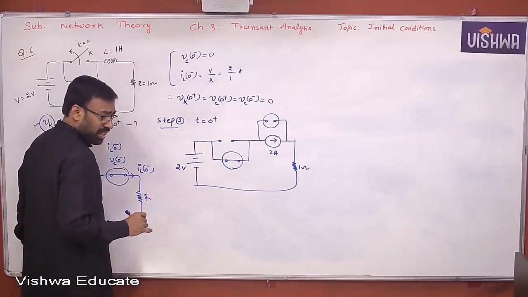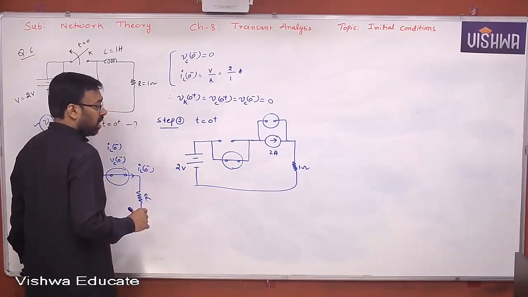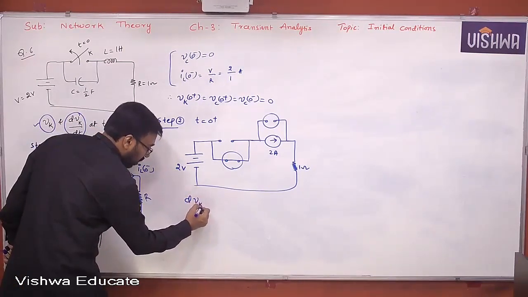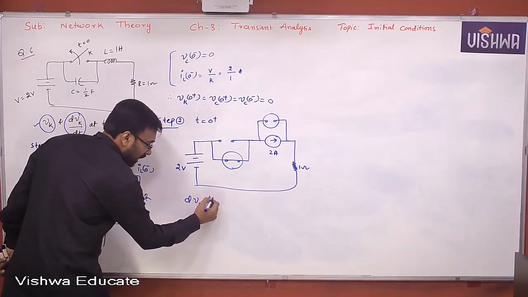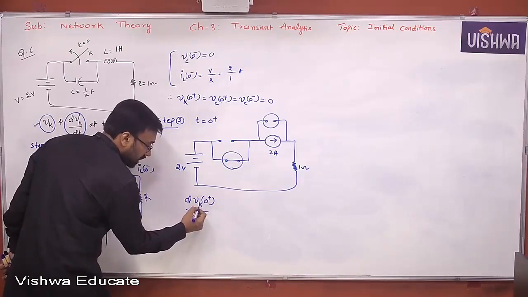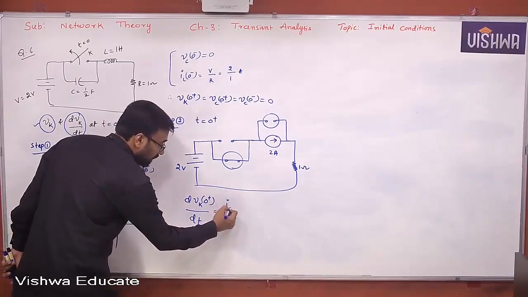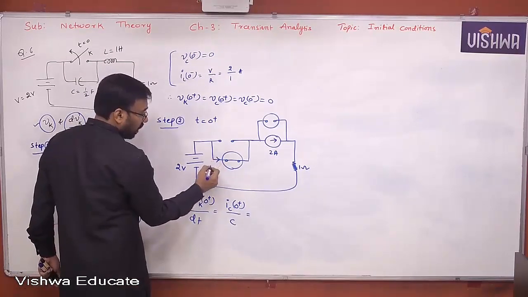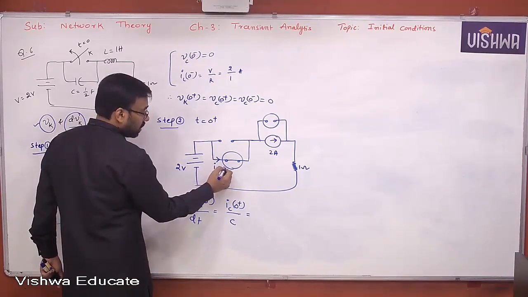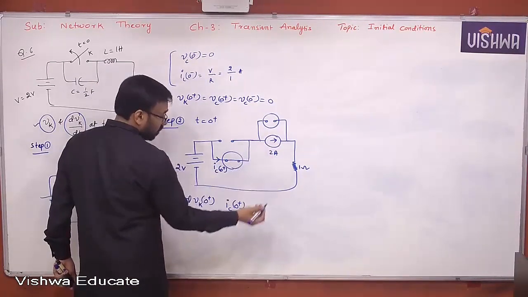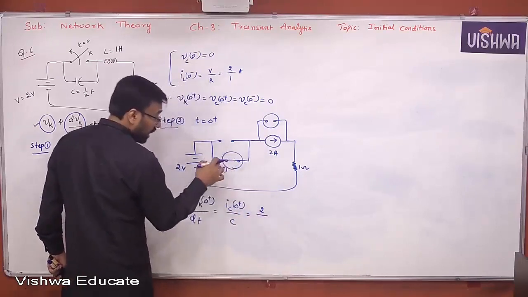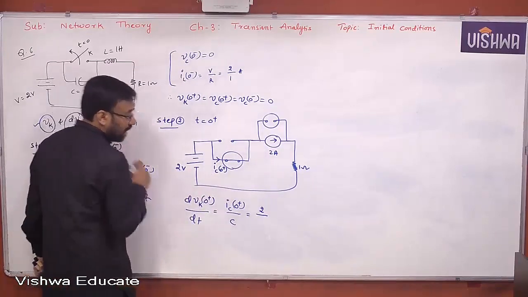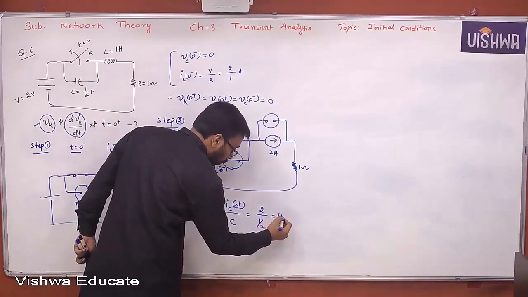And what is he asking actually here? dVk of 0 plus by dt. In fact, dVk of 0 plus by dt is nothing but IC of 0 plus by C, yes or no? But what is IC actually here? This is the current, right? IC of 0 plus and these 2 amperes are both the same, because look at this path, same path, right? So therefore 2 amperes, and the C value is 1/2. Therefore 4 volts per second.